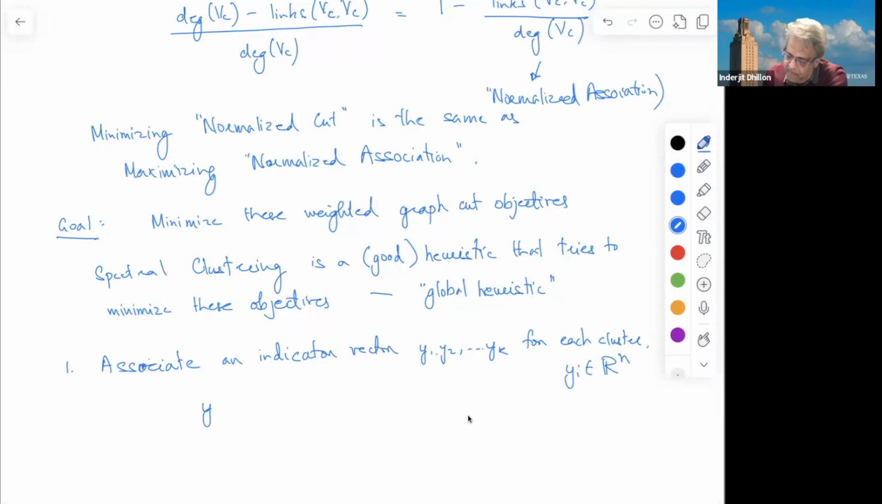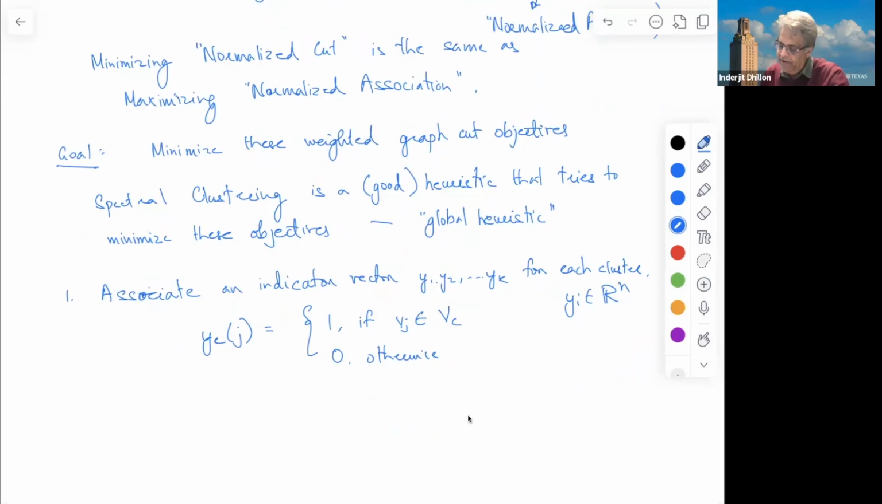So what do I mean by indicator vector? Let me spell it out. The jth component of yc is equal to 1 if vertex vj belongs to the cluster and 0 otherwise. It's just a vector of ones and zeros: 1 if the corresponding vertex belongs to the corresponding cluster and 0 otherwise. You can clearly see that yc transpose yc is equal to the size of Vc, because it's just counting the number of ones in this vector, and the number of ones is exactly the number of vertices in this cluster.